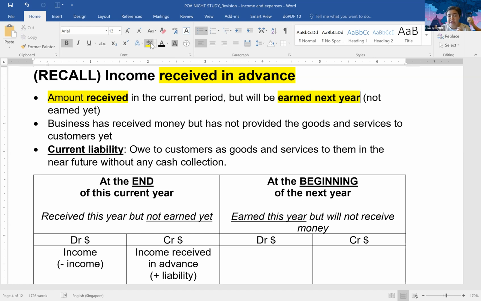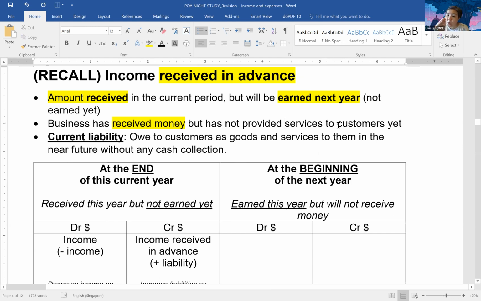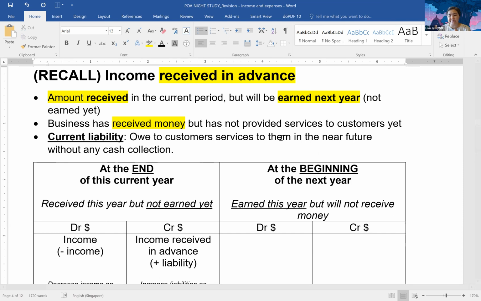In POA, we are only concerned with next year. Don't worry about next month, okay? Next year. You receive the money already, but you will only earn this amount next year. Basically, you haven't earned the money yet. You have received the money, but you have not provided the services to your customer. You owe your customers the services. All right, you owe the customer the services, and you need to repay them in the form of providing these services in future.